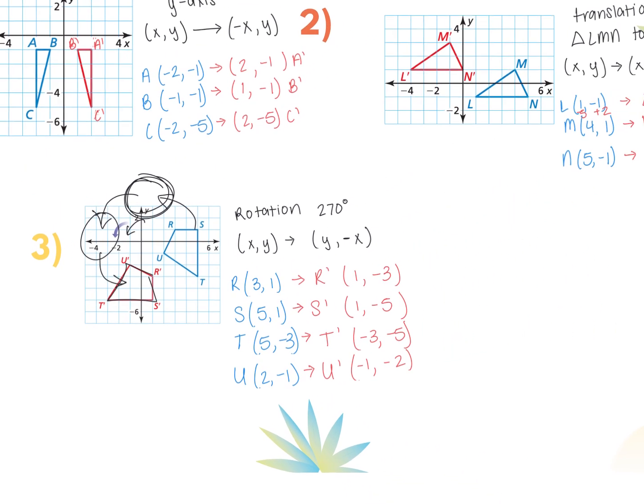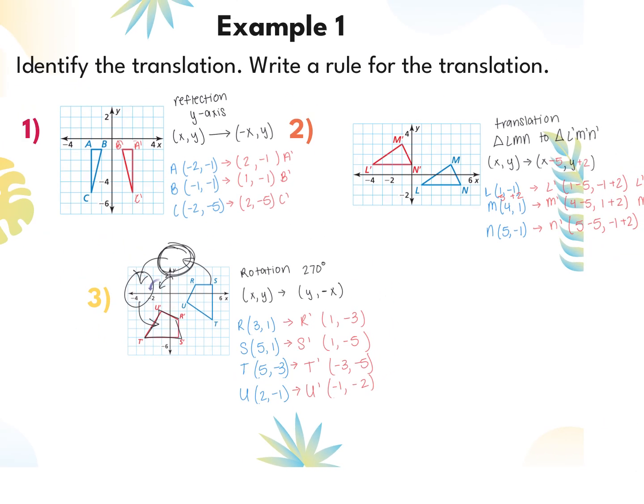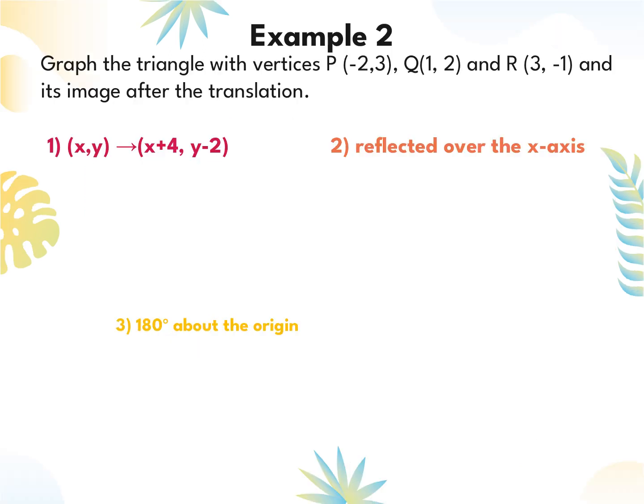All right, questions on any of these 3 examples? No? Okay, good. All right, example number 2, it says graph the triangle with the vertices. So vertices, if we don't know what vertices are, they're the corners. And the image after the translation. So you guys can flip back and forth. I'm going to first figure out my coordinates, and then I'm going to graph it.